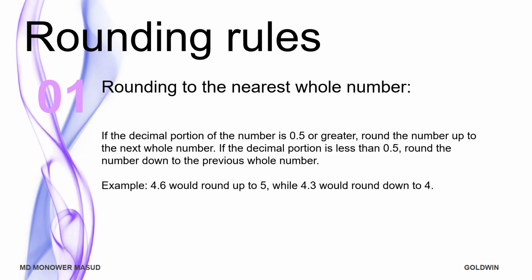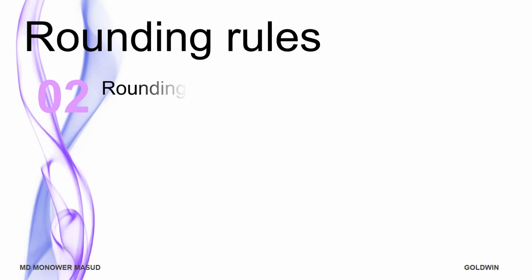1. Rounding to the nearest whole number. If the decimal portion of the number is 0.5 or greater, round the number up to the next whole number. If the decimal portion is less than 0.5, round the number down to the previous whole number. Example, 4.6 would round up to 5, while 4.3 would round down to 4.